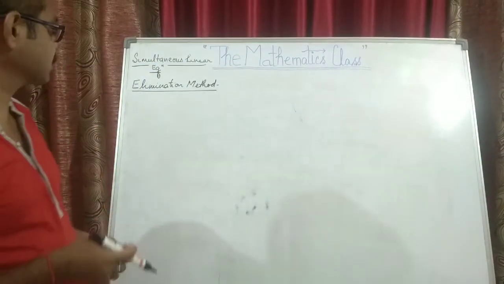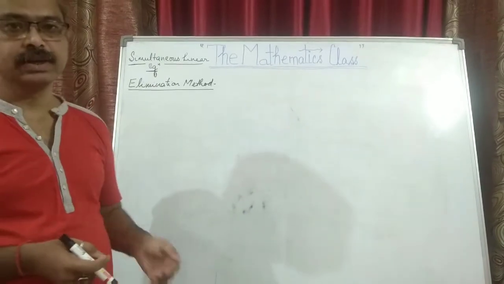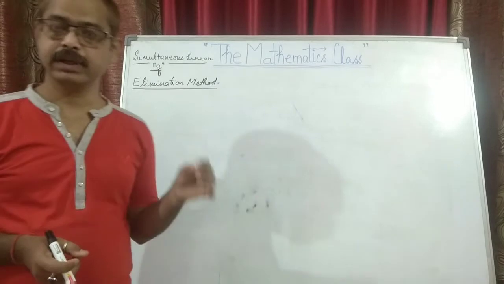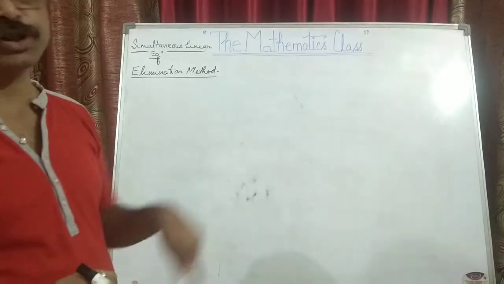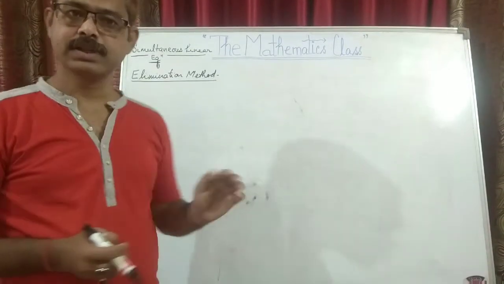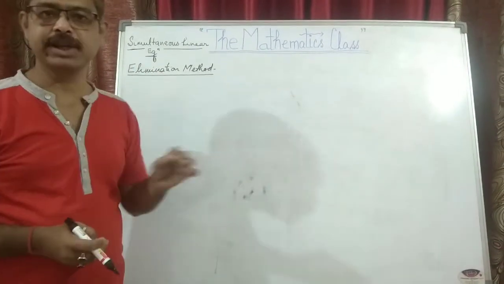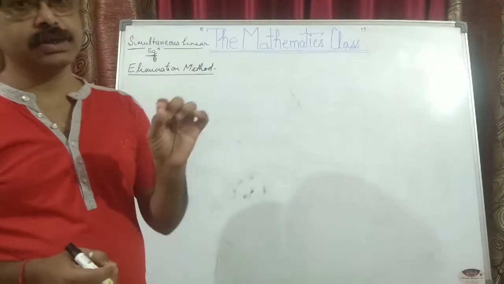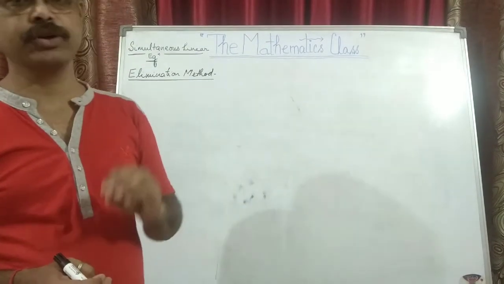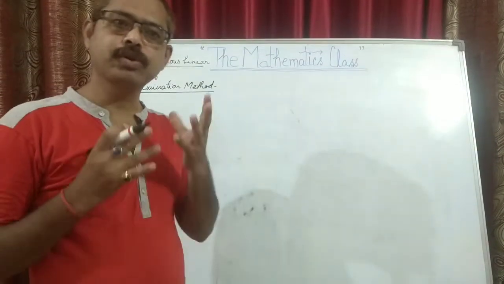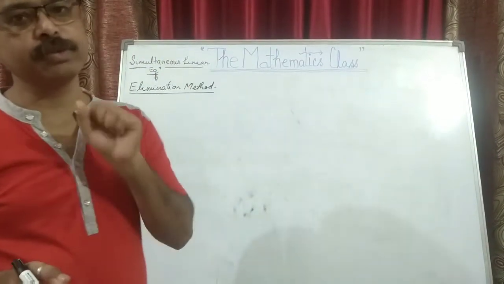Now this class is for class 9 and we were doing the chapter simultaneous linear equations. In this chapter we have already discussed the first method, that was the substitution method. The next method is the elimination method. What is the elimination method, or what do you understand by the word eliminate? Eliminate means to remove.